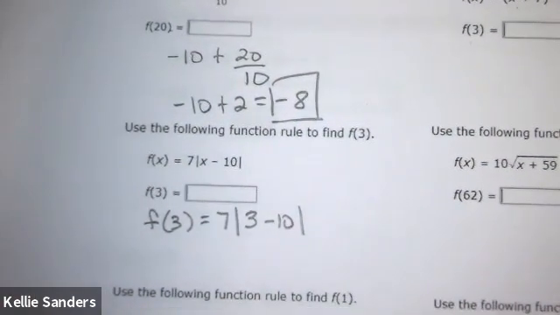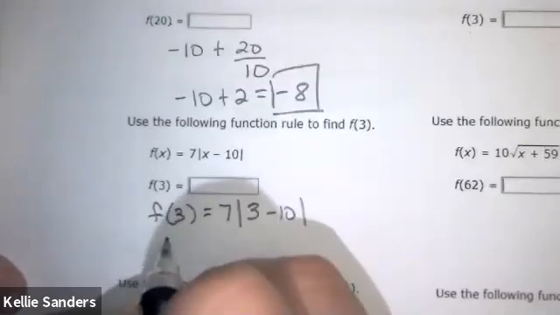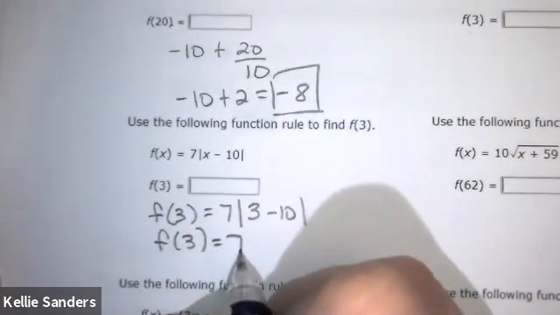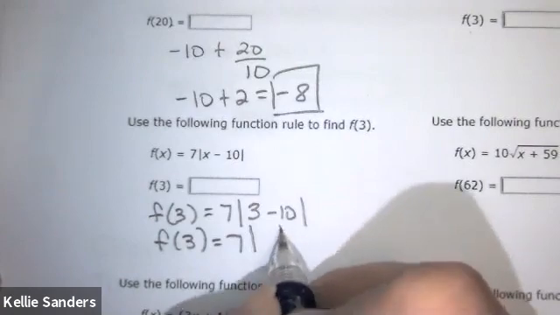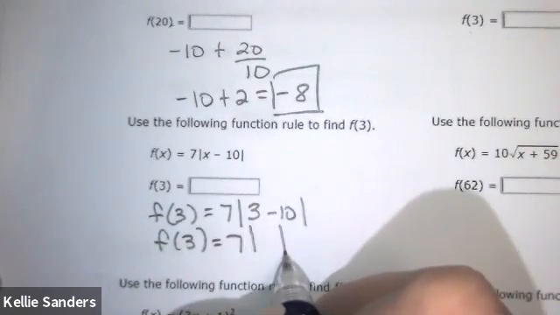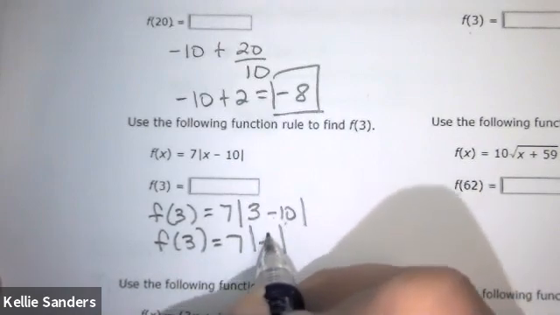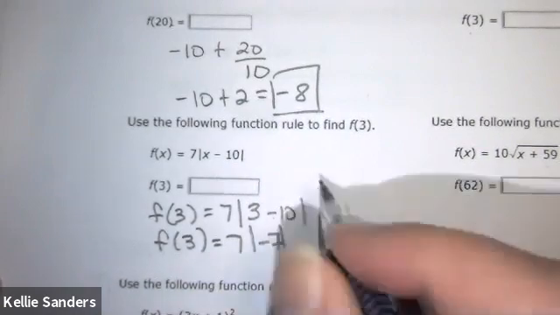Okay, so the absolute value means whatever the answer to the absolute value problem is positive. It doesn't make everything inside the absolute value positive because you have to do the operation first. So the 7 is on the outside. We're not worried about it yet. We're not worried about the absolute value yet because there's something to do inside. We're going to do 3 minus 10. 3 minus 10 is negative 7.